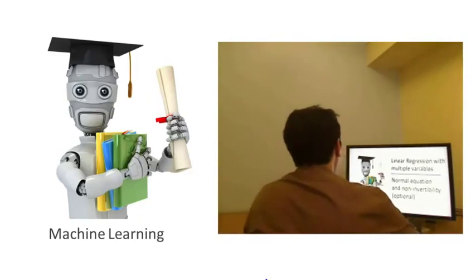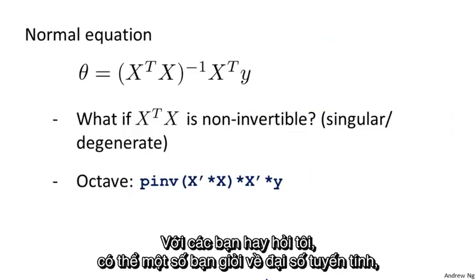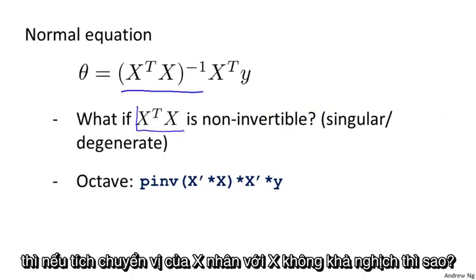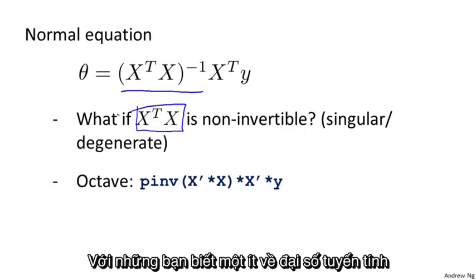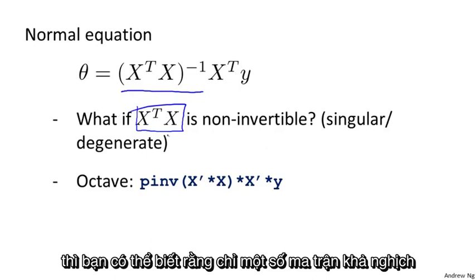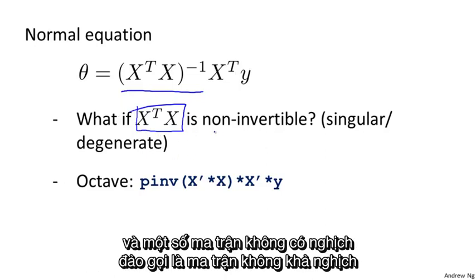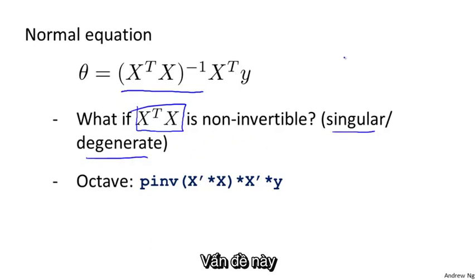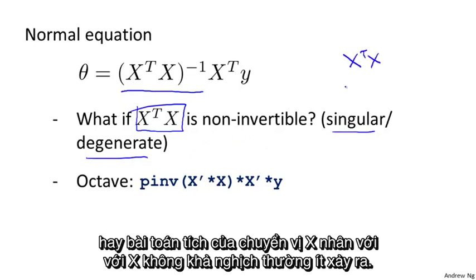Here's the issue. For those of you that are maybe somewhat more familiar with linear algebra, what some students have asked me is, when computing this theta equals (X transpose X) inverse X transpose y, what if the matrix X transpose X is non-invertible? For those of you that know a bit more linear algebra, you may know that only some matrices are invertible and some matrices do not have an inverse. We call those non-invertible matrices singular or degenerate matrices. The problem of X transpose X being non-invertible should happen pretty rarely.